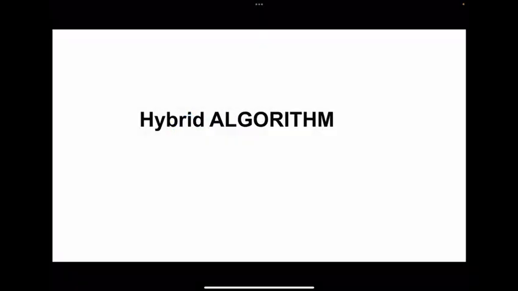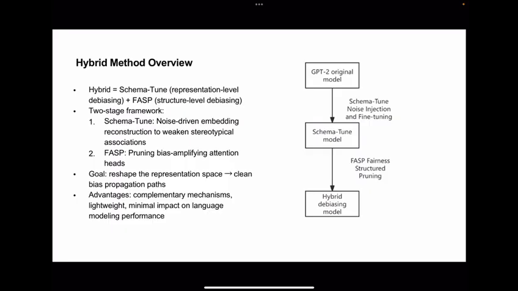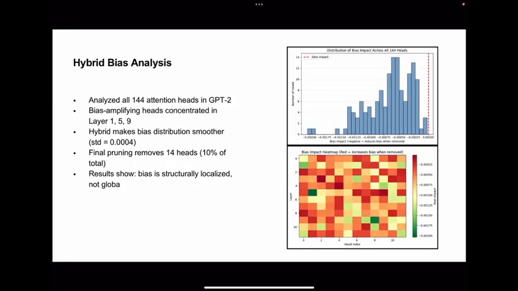Now I'll introduce our hybrid method. Our approach combines two ideas, Schema-tune and FAST. Schema-tune adjusts the embedding space to weaken stereotypes, while FAST removes attention heads that strongly amplify bias. The hybrid first fixes the representations and then cleans the structural pathways where bias is propagated in the transformer. Based on the analysis, the hybrid prunes 40 heads, which is about 10% of all heads. These were the heads that carried the strongest bias signals, so removing them significantly reduces structural bias while keeping performance relatively stable.